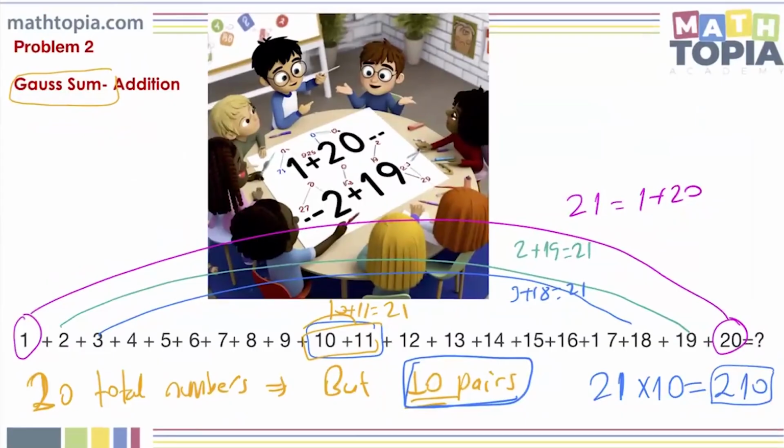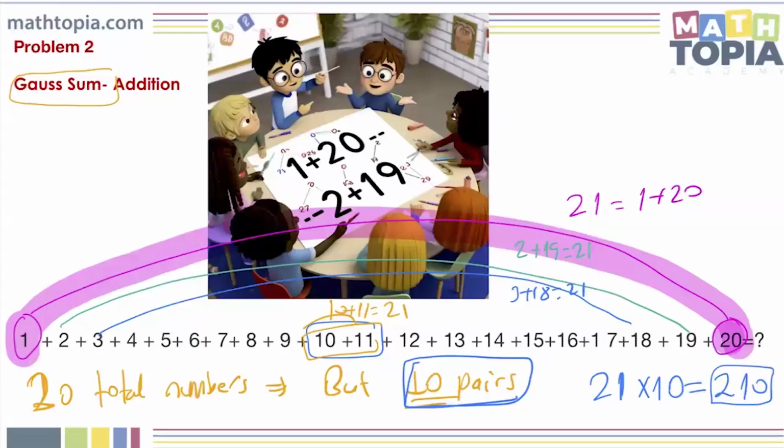But we use those numbers for pairing up and then getting the same sum, right? We got the same sum, and we use the rainbow method. There are 20 numbers total, and how many pairs? 10 pairs, and each sum is 21, and 21 times 10 is 210 total sum.